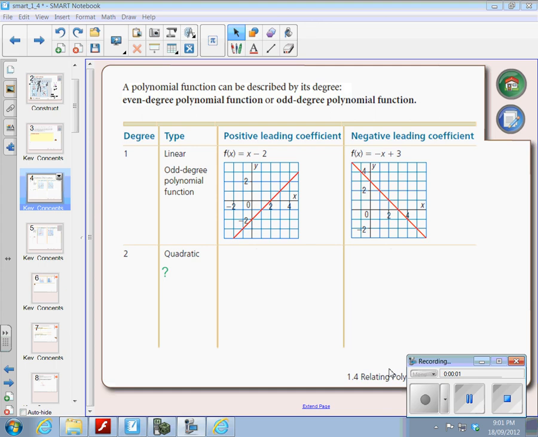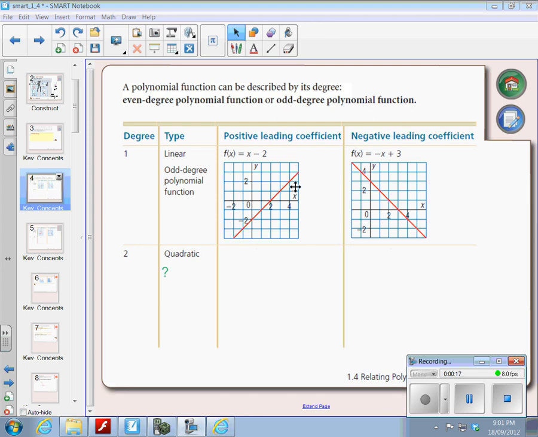Okay, welcome back. Can everybody find this page here? The polynomial function can be described by its degree. So get ready to highlight a few things in your notebooks. Even degree polynomial functions and odd degree polynomial functions.